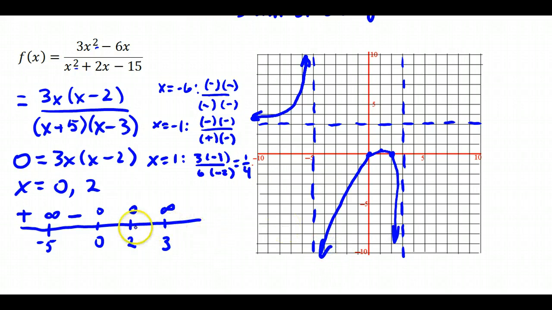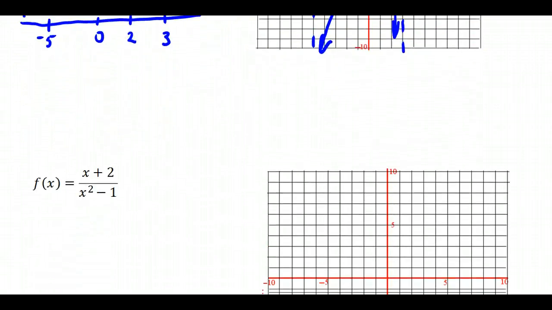And then finally, pick a point that's greater than 3, say 4. And when x equals 4, I've got positive times positive over positive times positive. So 4 positives make it positive. So this graph is doing this. So that's a quick way to sketch a rough graph of a rational function.